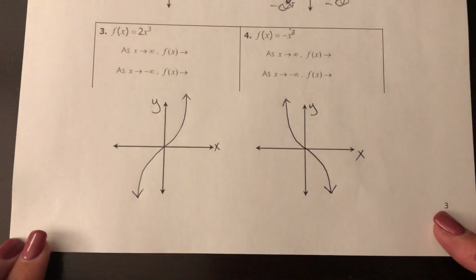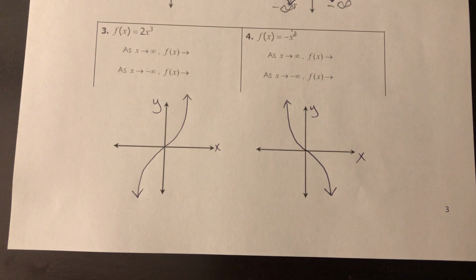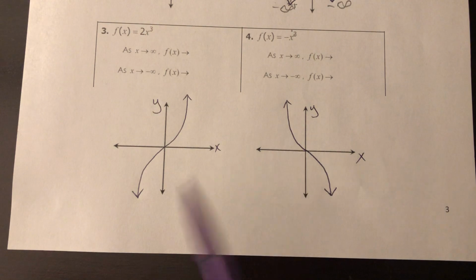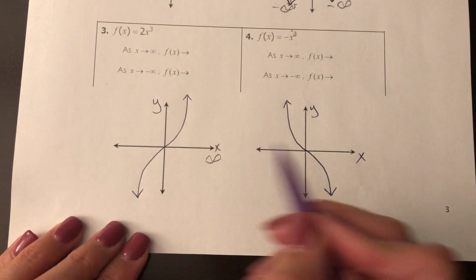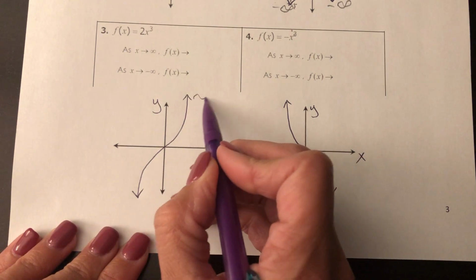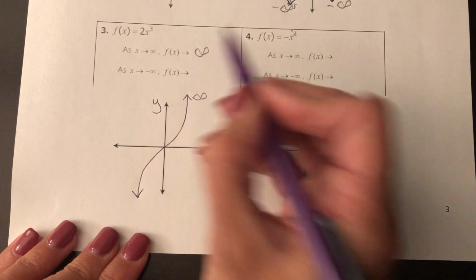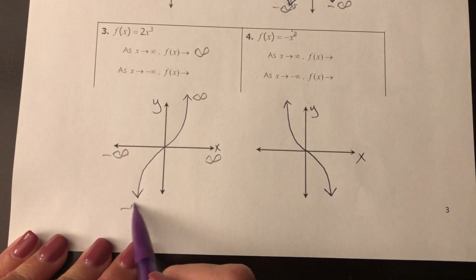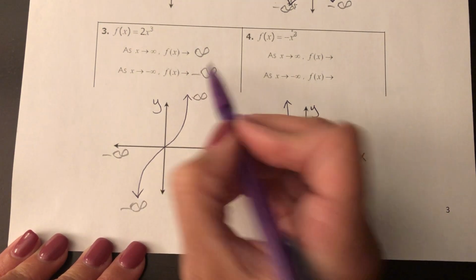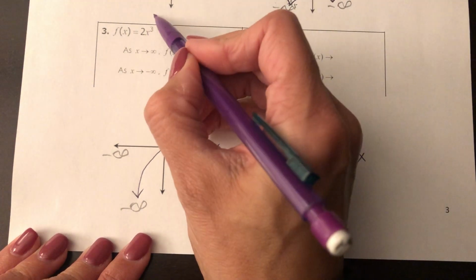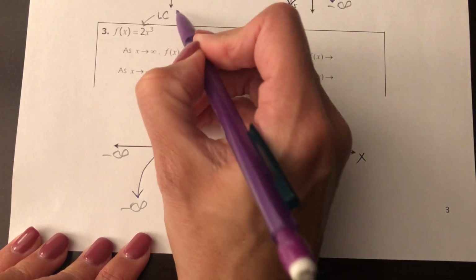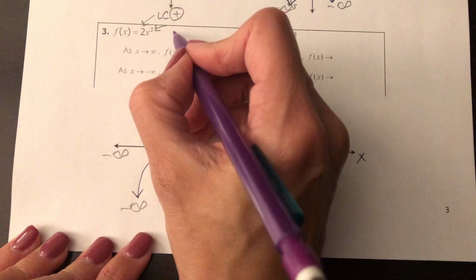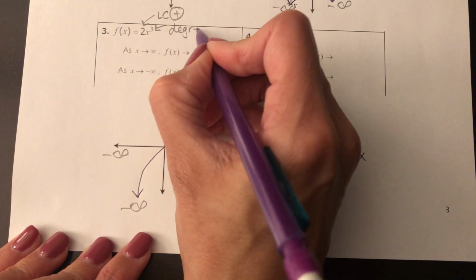All right, let's look at this third case here. So 2x to the third, the graph looks like this. As x approaches positive infinity, f of x approaches positive infinity. As x approaches negative infinity, f of x approaches negative infinity. Observation here, leading coefficient is positive, degree is odd. 3 is an odd number.